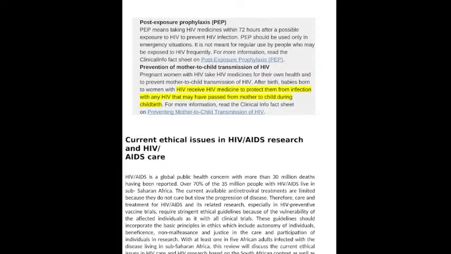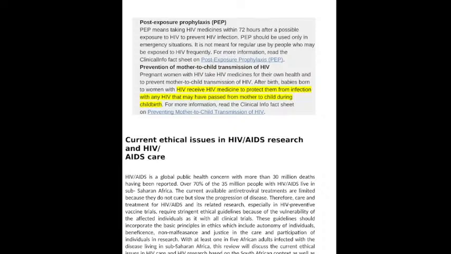So there is a difference between PEP and PrEP. I hope you can be able to pick the difference. PrEP is before and it is taken frequently. PEP is after. Assuming like rape cases, people who have been raped can be given this kind of measure, or post-exposure prophylaxis. The last one is prevention of mother-to-child transmission of HIV.